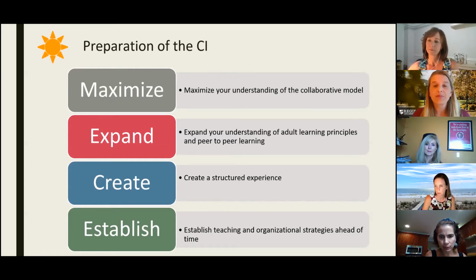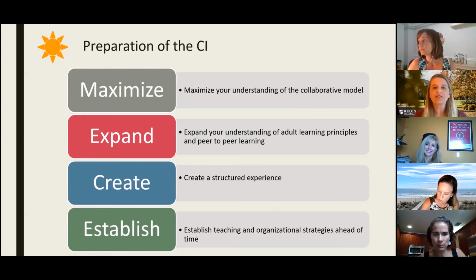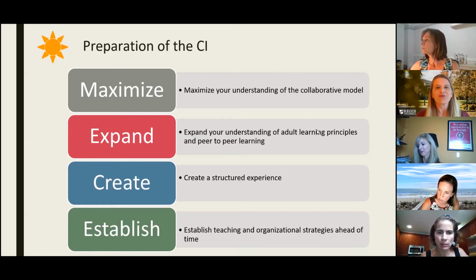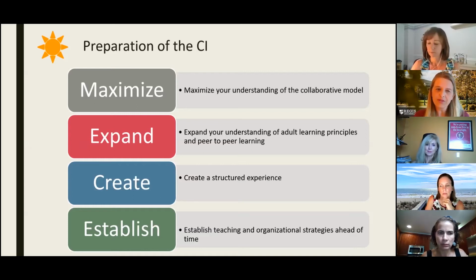Read up on the peer-to-peer literature. We have resources for you to look at the end, and that will also help calm your fears that others like yourself have tried this across the country. So expand your knowledge of the adult learning principles and peer-to-peer learning, which this model really relies on heavily, and understand the power of using those. We want to encourage you to create a structured experience. It's very challenging to go into something new without structure. So plan accordingly, get people around you to support you, learn more teaching strategies that we'll help you with a little bit today, and then give it a try.